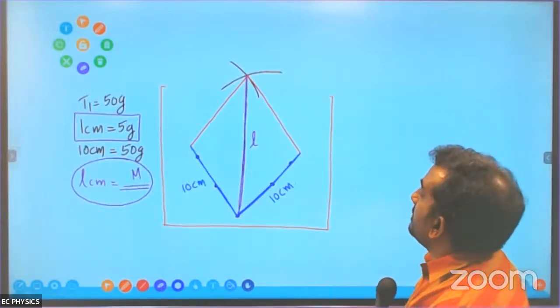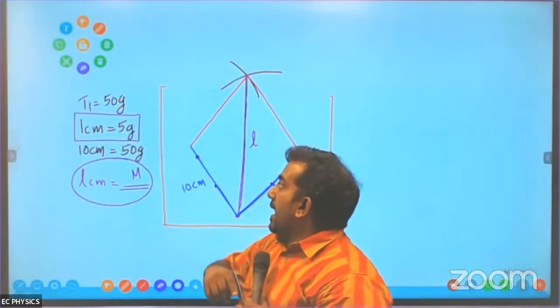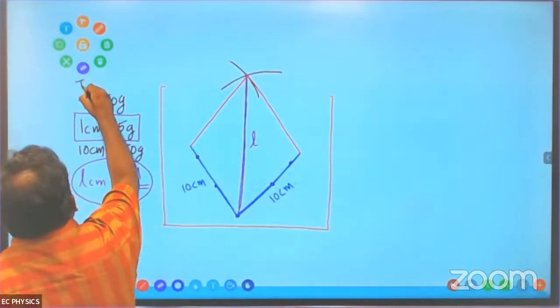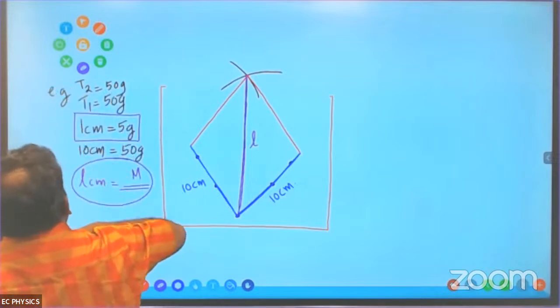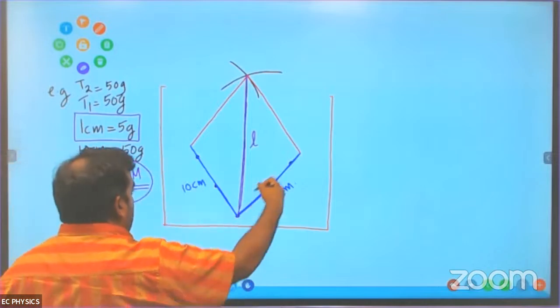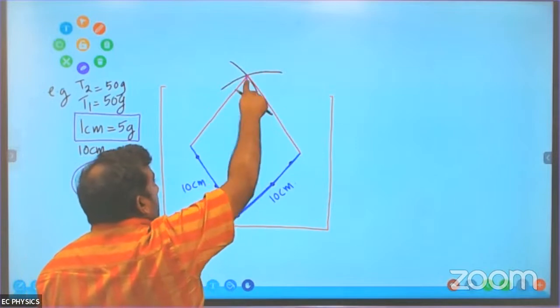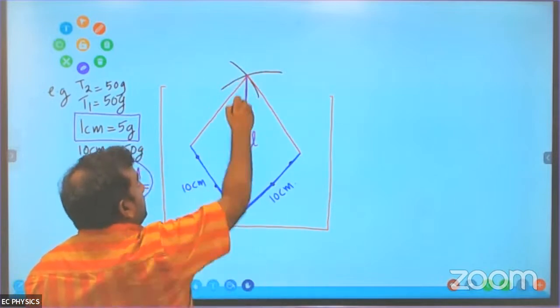Now draw this. T1 is 50 grams. Don't forget T2 is also 50 grams. This is like an example. 1 centimeter is 5 grams. Quickly find 10 centimeters, 10 centimeters. Draw arcs, complete the parallelogram. Draw the diagonal, measure the length, check it's vertical.